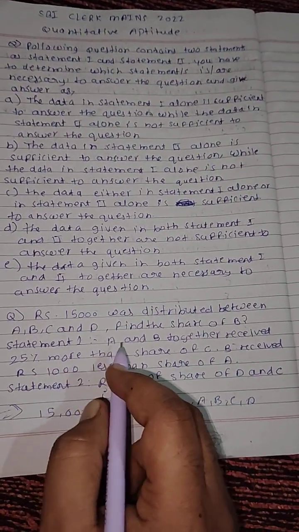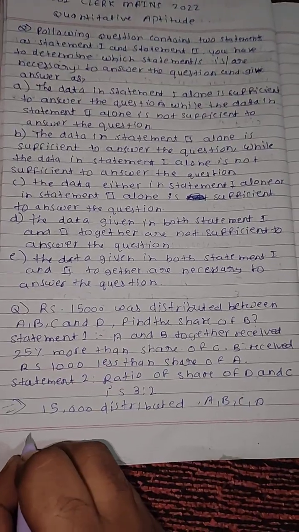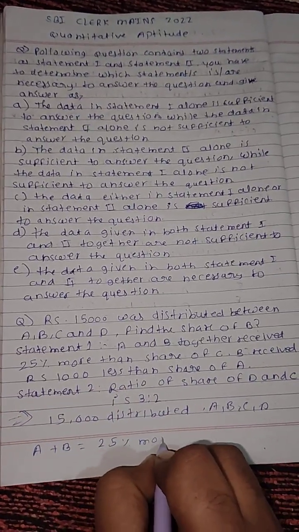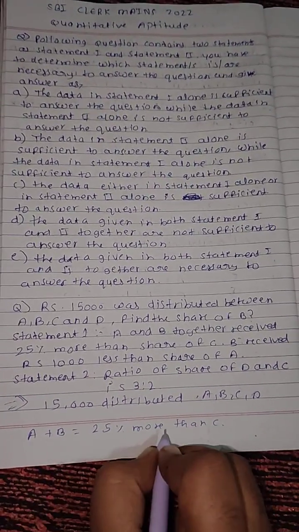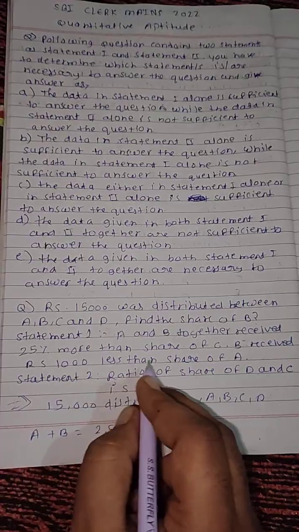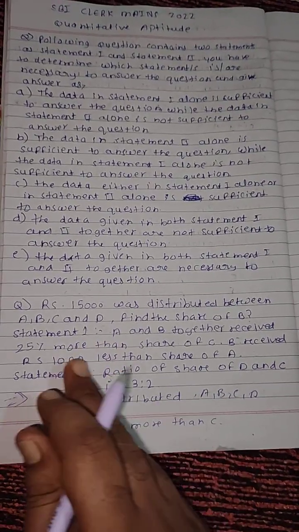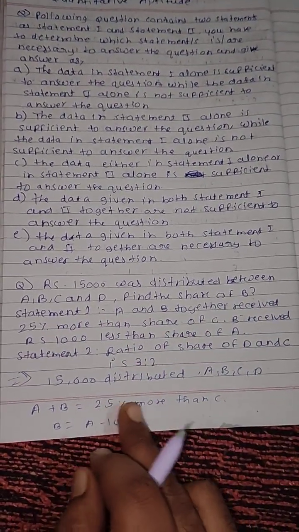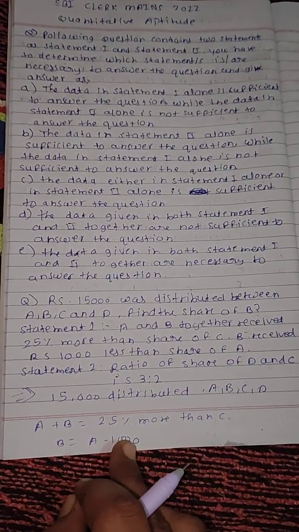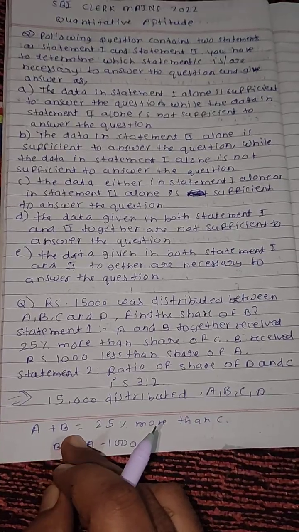So statement 1 we will solve. A and B together received 25% more than C, so A plus B received 25% more than C. And B received 1000 less than the share of A, so B equals A minus 1000. These two pieces of info they have given in statement 1. That means whatever A received, subtract 1000 rupees and it will be B. We will first solve using this, to see whether we will be able to find B.